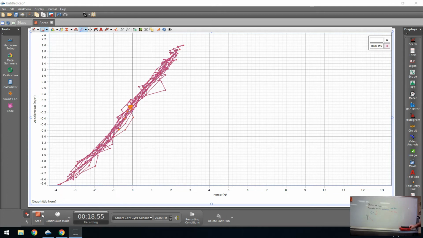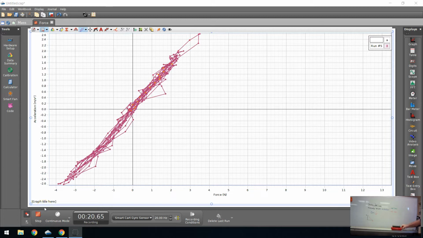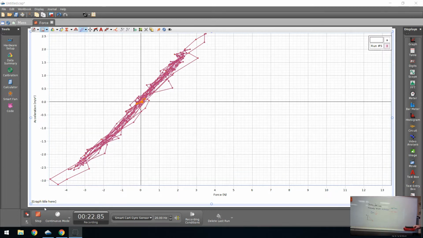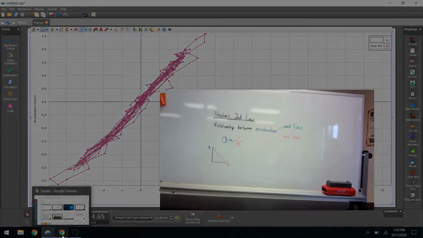So let's give it a really big push. So you saw that point up there, big pull. You saw that point down there. And so when you graph acceleration versus force, you get this nice line, with a few wiggles and things aside.